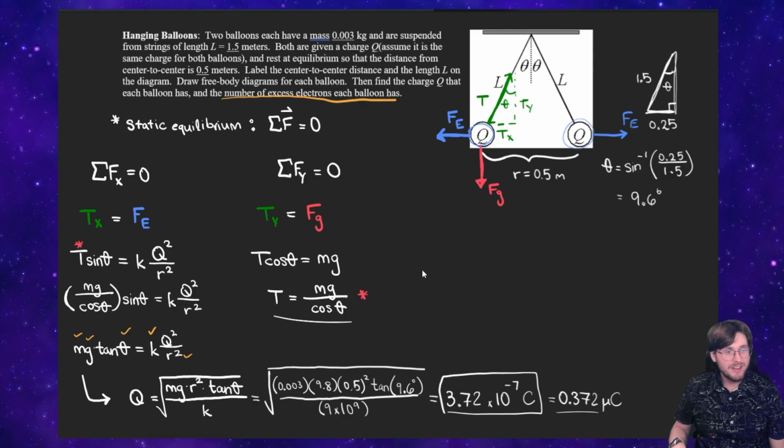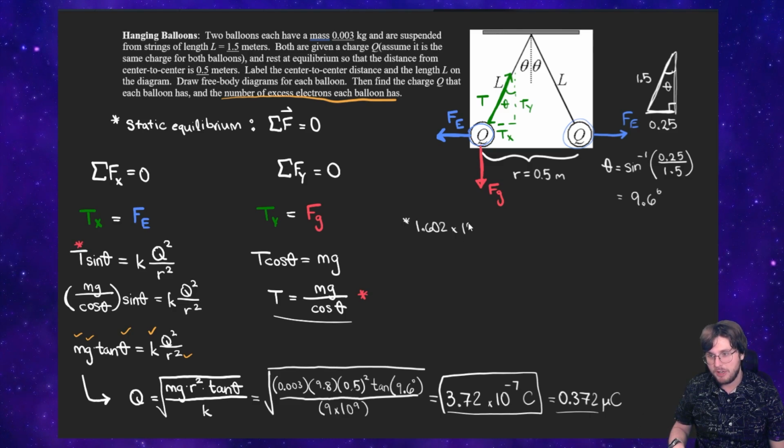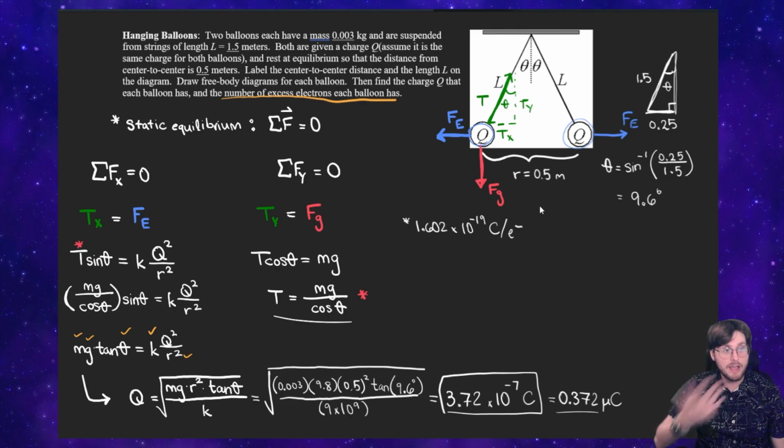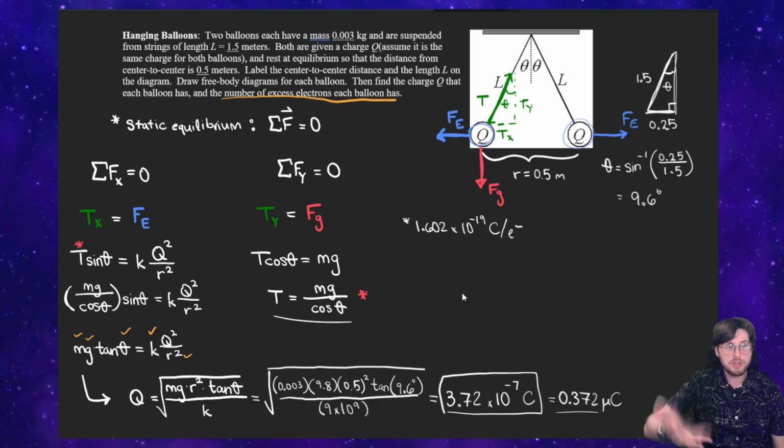So if you remember, the amount of charge on a singular electron is about 1.602 times 10 to the negative 19 coulombs per electron, ultimately. Very small amount of charge, but that's about as small as it gets. So what we really need to do is just take this amount of charge and divide that by how many coulombs per electron you have, because as dimensional analysis will show, that should get us in units of electrons, basically.